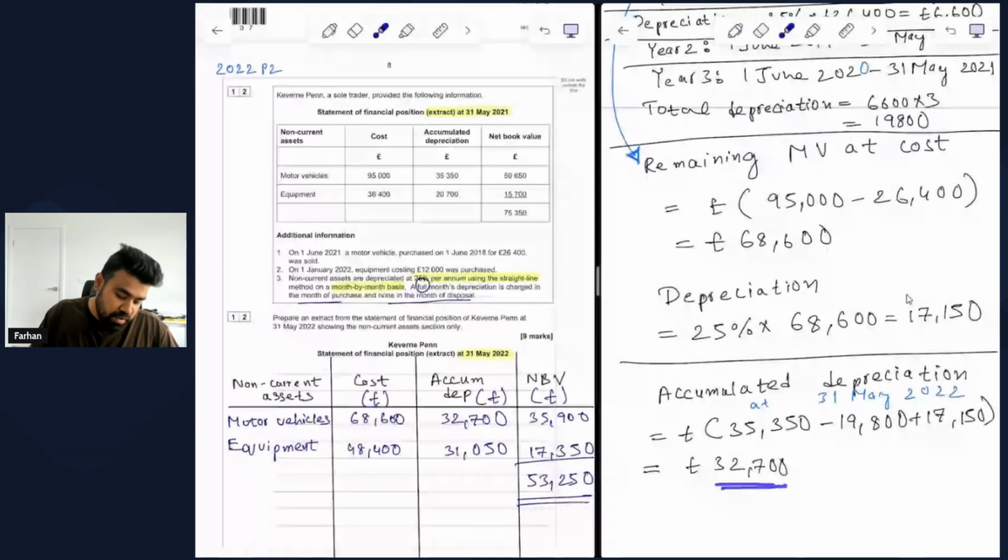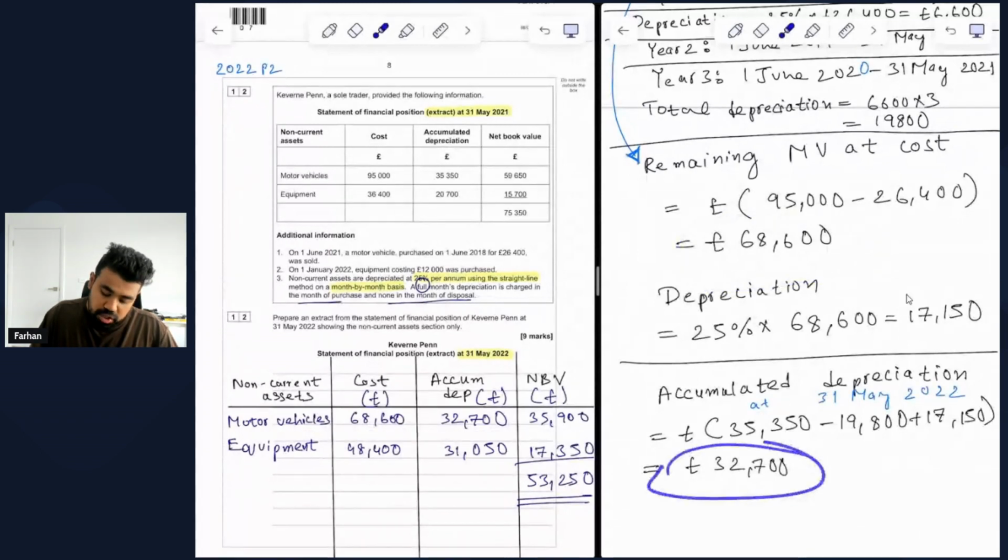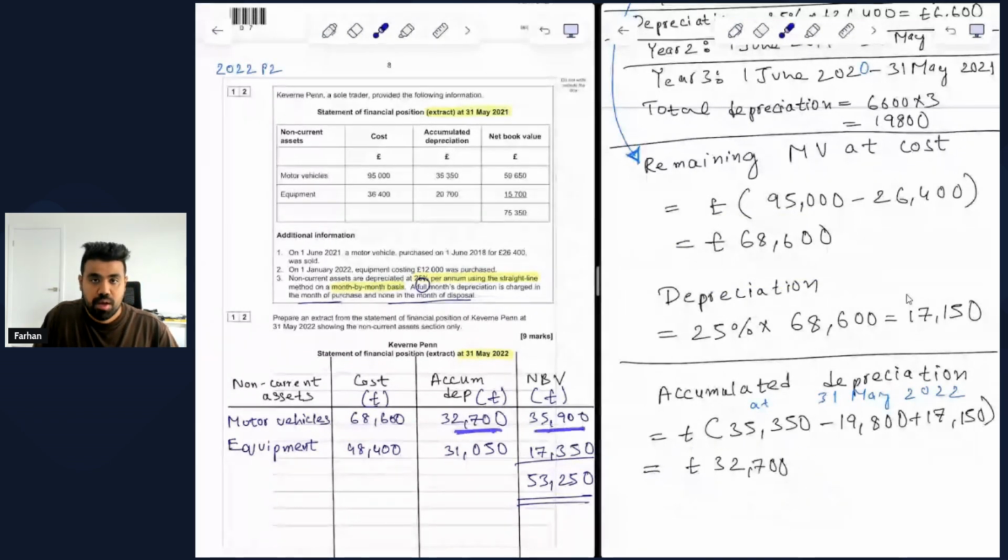So take a look at the left-hand side where I have completed the row for motor vehicles. I started with the cost of £60,600, which refers to the remaining costs that are there in the books. Then from that cost, I've subtracted the accumulated depreciation of £32,700, which I calculated a while ago. And then you should get the net book value of £35,900. Once you have the net book value for both motor vehicles and equipment, you can just add them up and you should get a total net book value for all the assets that exist in the books of Kevin Penn.